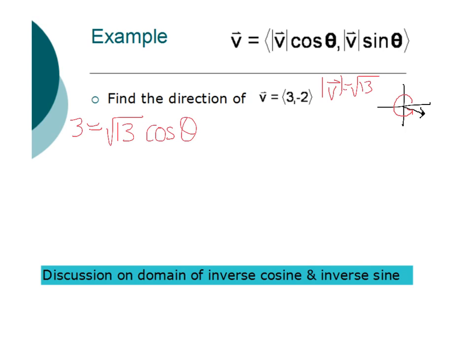Likewise, I could do the vertical component. I could say negative 2 should be equal to the square root of 13 times the sine of theta, and I could solve for theta. Now, I don't really want to have to do both of them. Theta is theta, it doesn't matter. I should get the same answer both times, so I'm really only going to choose one of these to do. For this very first time, though, I want to show you what happens if you divide by that. So in my calculator, I'm going to do 3 divided by the square root of 13.